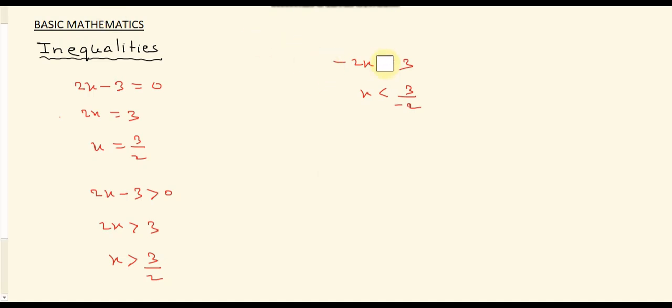Now let's move on to solving the inequation which we had, 2x minus 3 greater than 0. So the solution of this inequation is x greater than 3 by 2. What does it mean? It means that the solution of this inequation is all those numbers which are greater than 3 by 2.